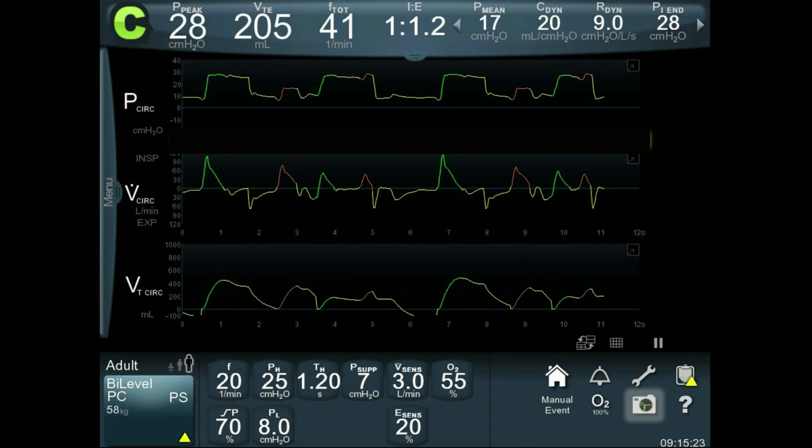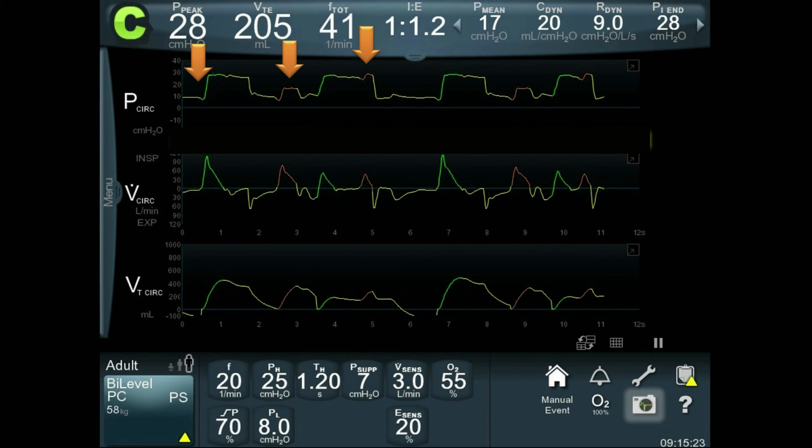And this is a really good example of bilevel. The patient's on 20 breaths per minute with a high pressure of 25 and a low pressure of 8. The inspiratory time is 1.2 seconds. As you can see, there's a big mixture of breaths here. We have controlled breaths, we have assisted breaths, we have pressure supported breaths, and we also have breaths at the top of the Phigh that look just like CPAP.